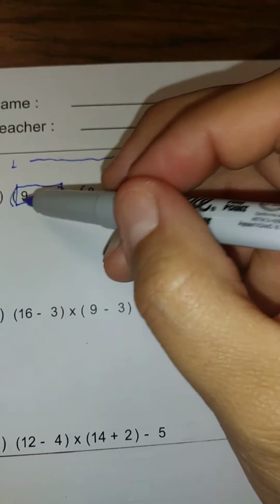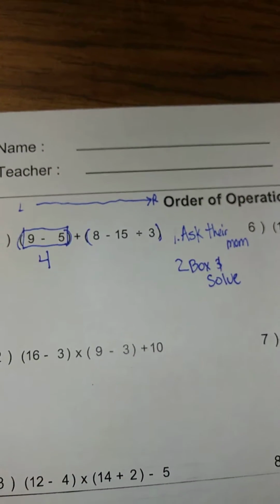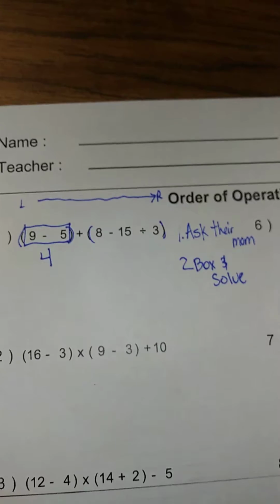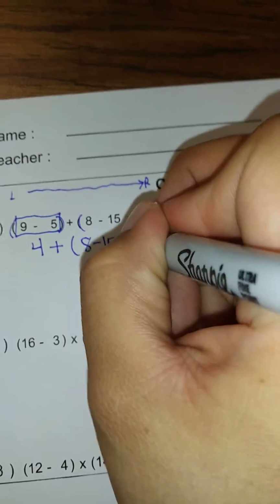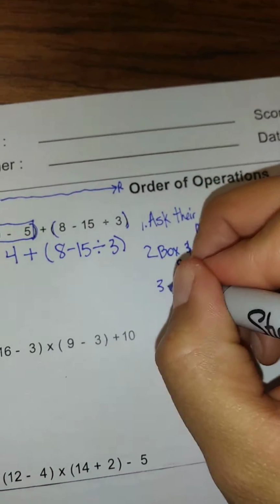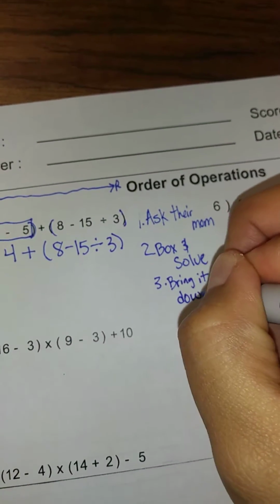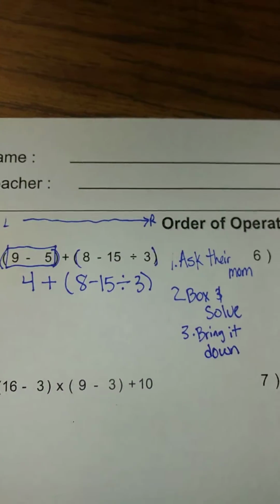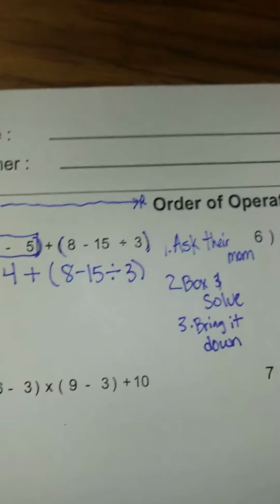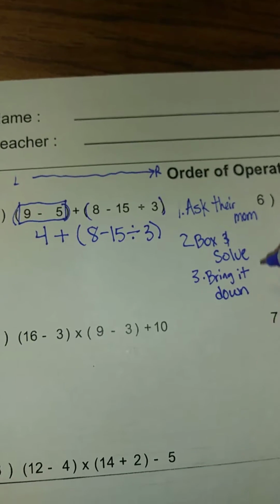So now that I boxed it, I'm going to solve it. 9 take away 5 is going to give me 4. My answer goes under the box. Now what I'm going to do is bring everything else down. That's my third step. So the third step is going to be to bring it down. So everything that was outside of the box will come down next to or beside the answer I had written down.